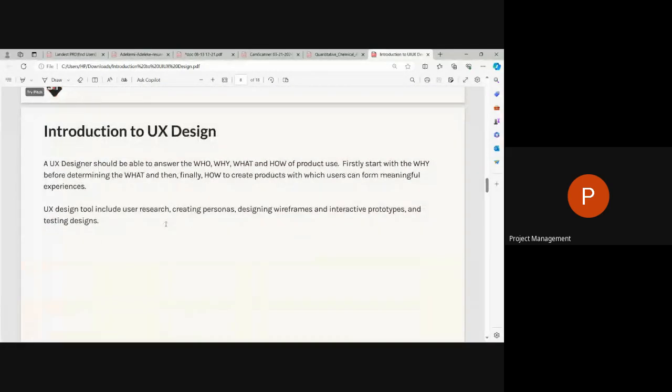Also, a UX designer has to be able to answer 4 questions: what, why, who, and how. Firstly, we start with the why. Why am I coming up with this product? Why am I doing this? Do you get it? That is like coming up with your problem statement. Why am I doing this? That is your problem statement.